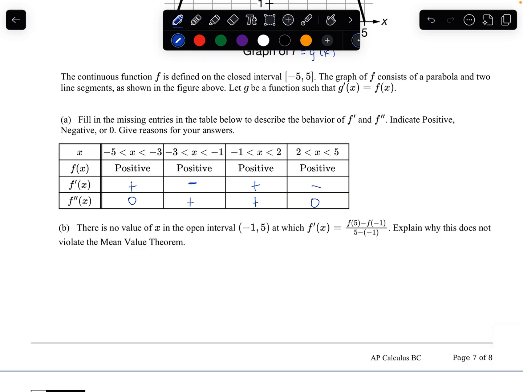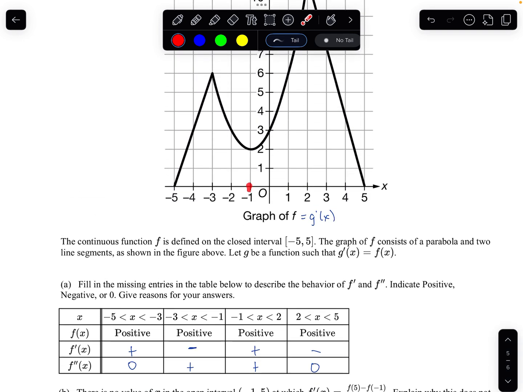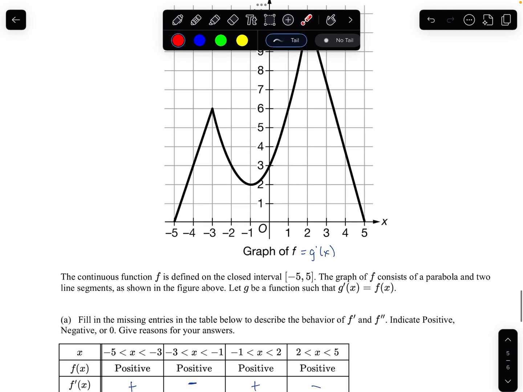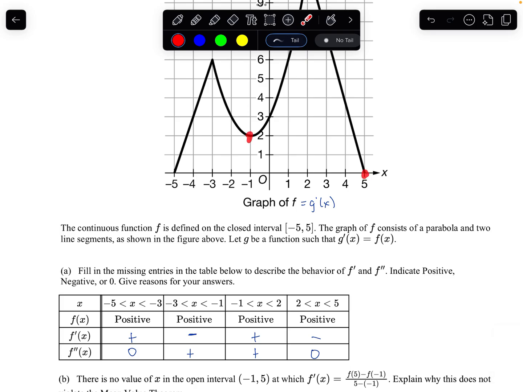Okay, for B, there is no value x in the interval from -1 to 5 at which f prime is equal to here. Explain why this does not violate the mean value theorem. So there is no value from -1 to 5 for which the instantaneous rate of change equals the average rate of change. So if you take from -1 to 5, if you were to find the slope between these 2 points, you'd find that the slope is 2 over 1, 2, 3, 4, 5, 6.